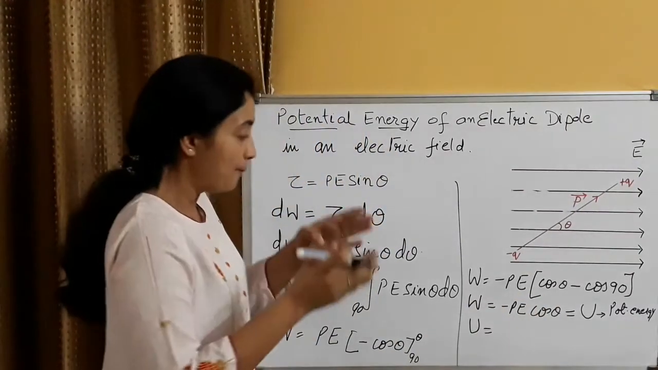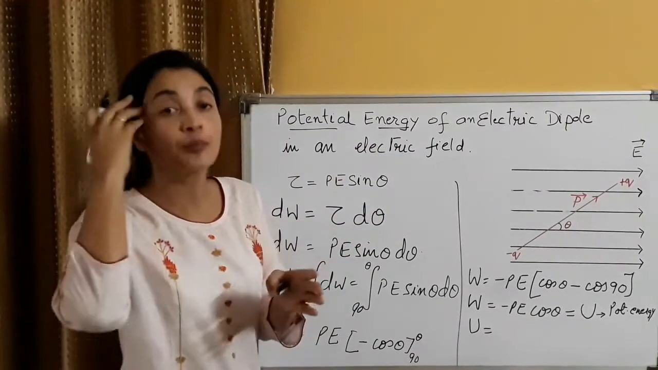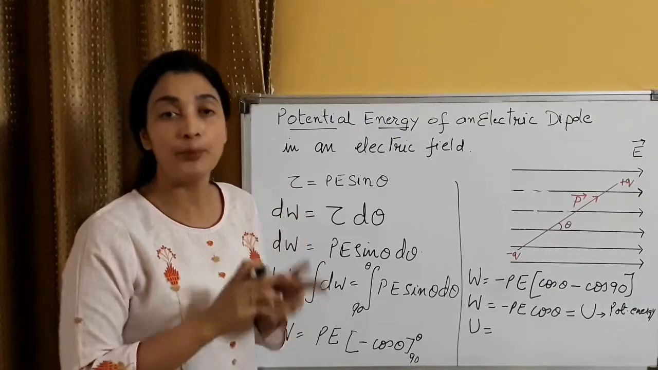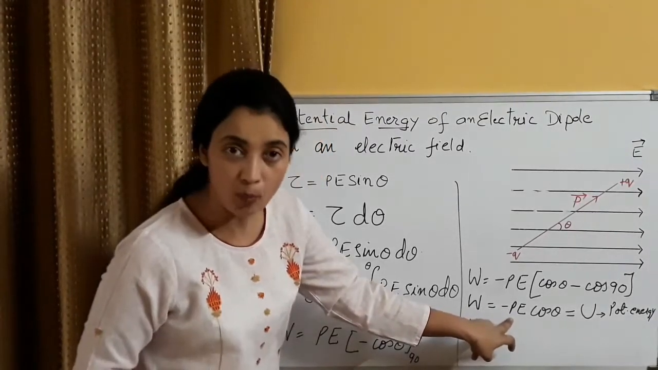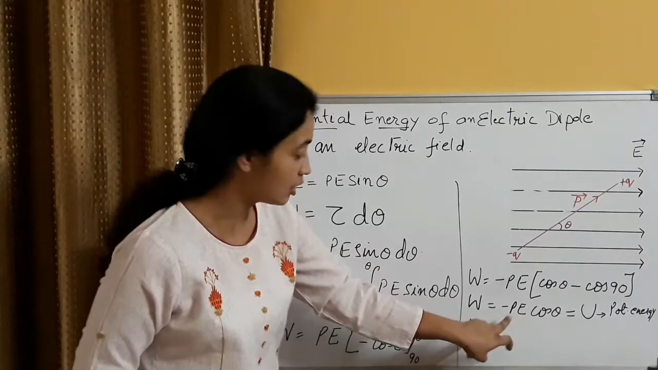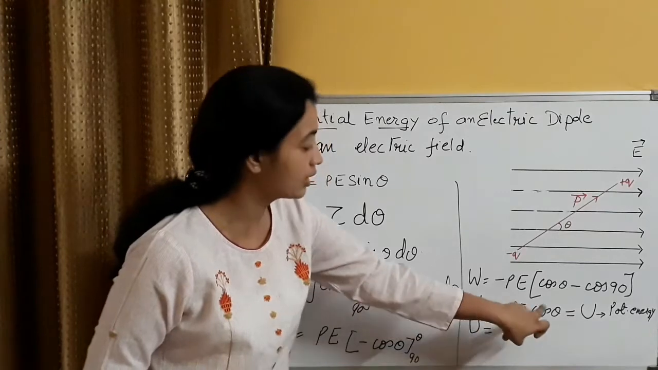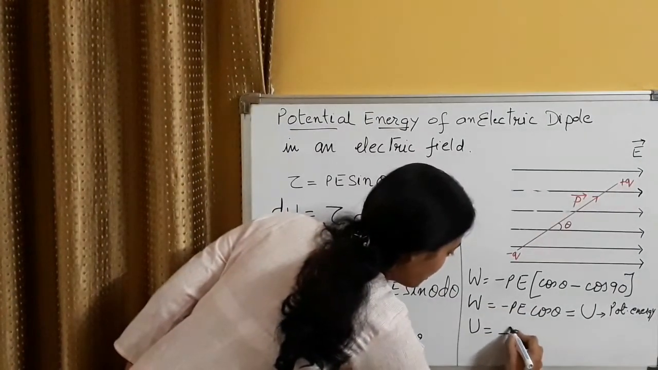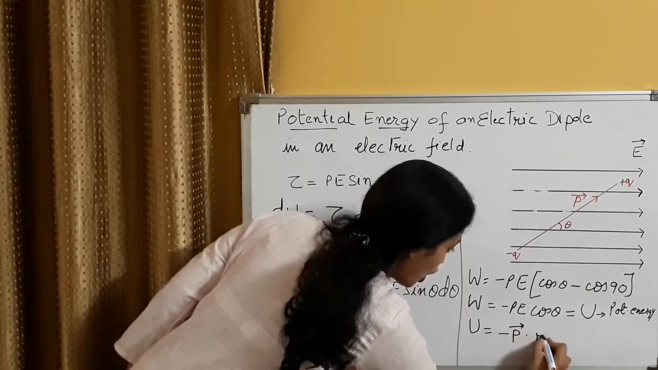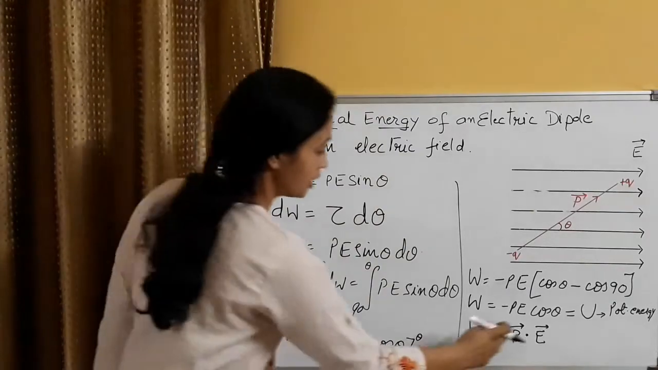Can you compare it with AB cos theta, the dot product of two vectors A and B? Here the two vectors are dipole moment P and electric field E. Dot product of two vectors is the magnitude of the first vector, magnitude of the second vector, and cosine of the angle between the vectors. So I can write it as U equals minus P dot E, the dot product of these two vectors.